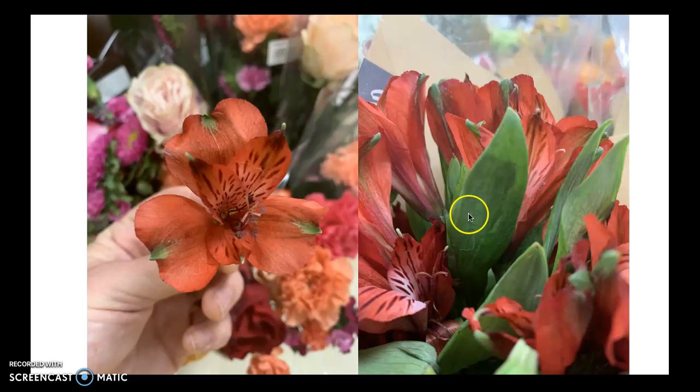We can also take a look at the leaves of the plant and notice that the veins inside kind of run parallel. You can see all these straight lines that run all the way through the leaf. And so that is an immediate indication that this is a monocot plant.